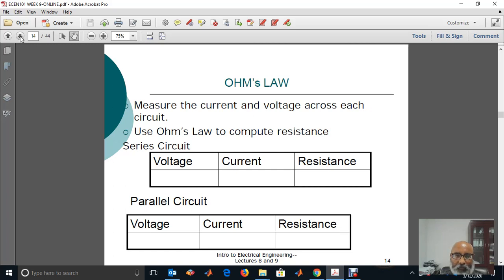Ohm's law. Now, Ohm's law says if a current is passing through a certain resistance or a certain element which has a resistance, then the voltage is equal to the current times the resistance. Or alternatively, if we want to measure the resistance, then we measure the voltage across the element and the current passing through that element. And in that way, the resistance will be voltage divided by current.